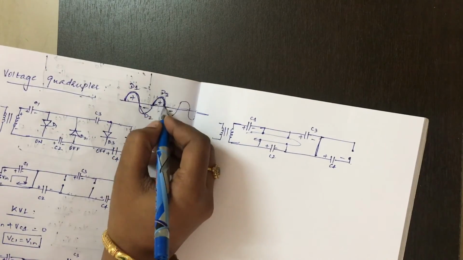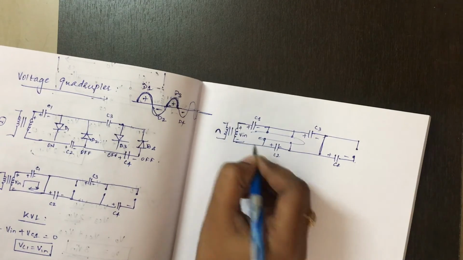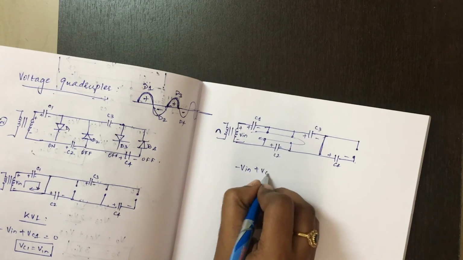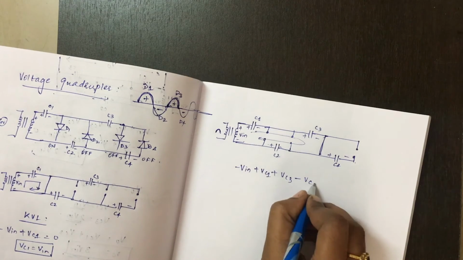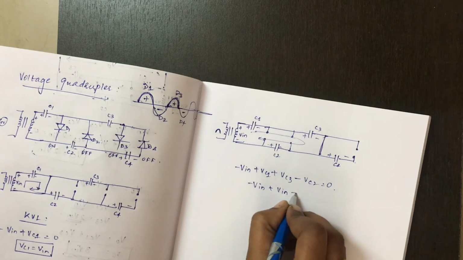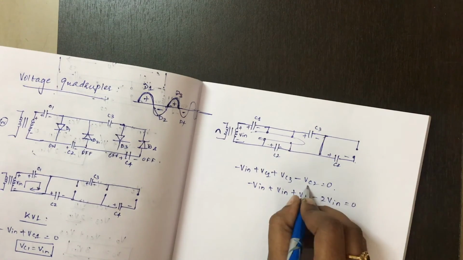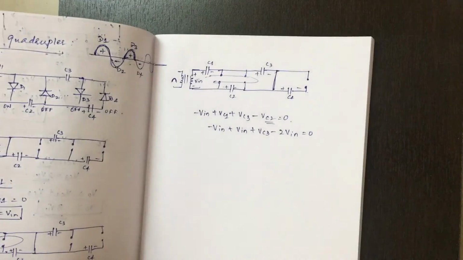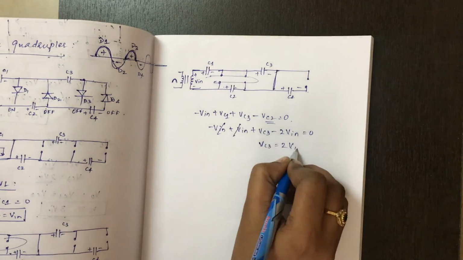Now you will be applying the second positive half cycle, so this will be plus, this will be minus input voltage. So minus to plus is minus Vin, plus to minus Vc1, plus to minus Vc3, minus to plus Vc2. So minus Vin plus Vin, we don't know the voltage across C3, minus 2 into Vin equals 0, because Vc2 is twice Vc1. So Vc3 equals twice Vin.